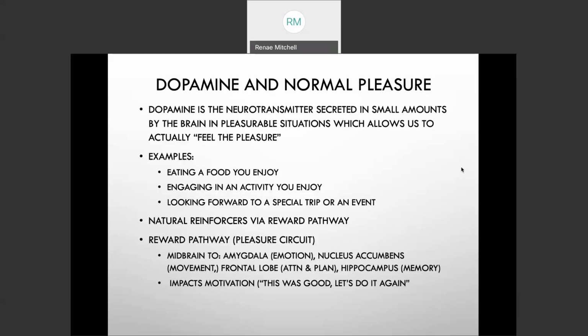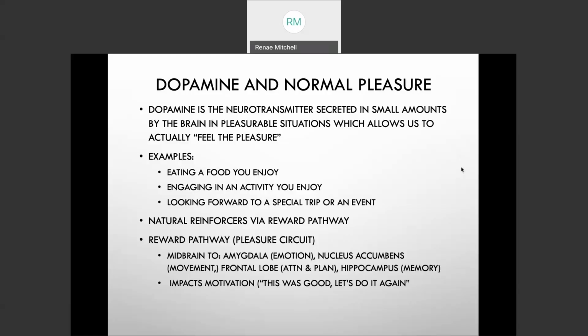So, for example, eating some delicious food or engaging in an activity that you enjoy, looking forward to a special trip or a birthday or seeing someone who you really enjoy spending time with. All of these things are pleasurable and they're associated with the release of dopamine in the brain. And because of that pleasurable experience, the release of dopamine reinforces the behavior. And reinforce means that it increases the behavior. We tend to seek out things that are pleasurable.